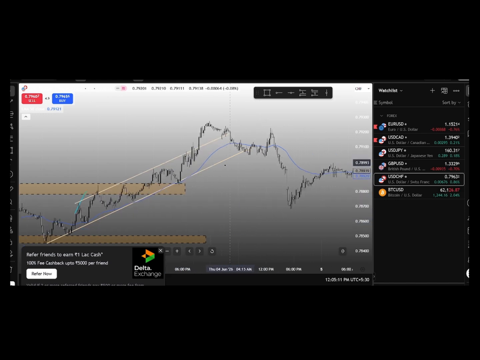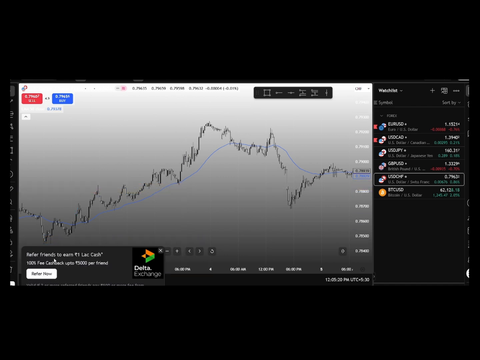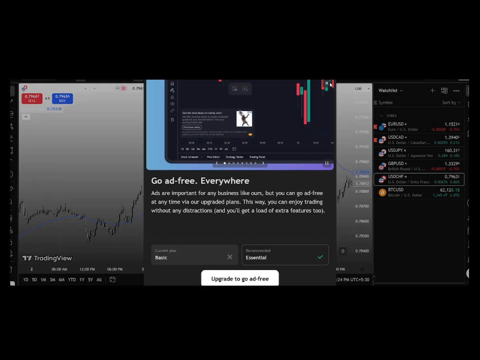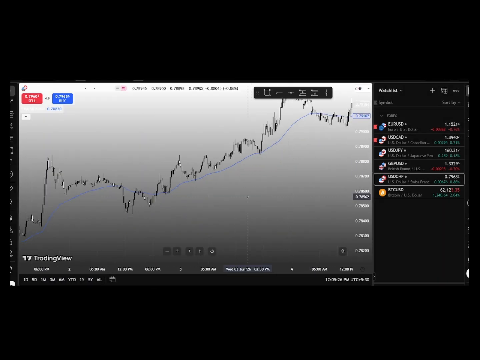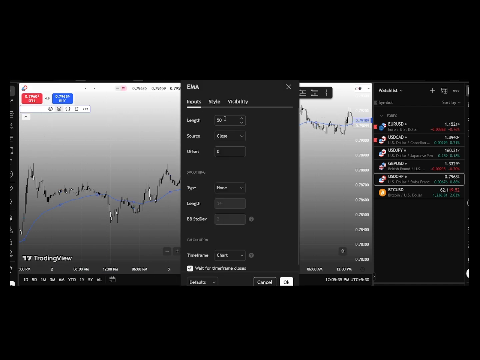And next comes the EMA, the exponential moving average. Traders generally use 50 EMA. Now I'll show you how this EMA works. EMA generally acts as a support itself and a resistance as well. Now you see here, the market has tapped, the blue line is the EMA. I set the EMA to 50. So this shows you the last 50 candles average price.